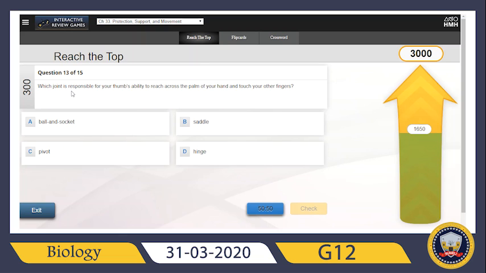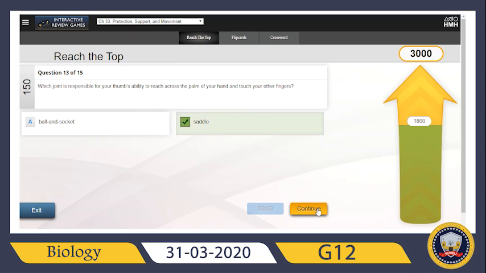Which joint is responsible for your thumb's ability to reach across the palm of your hand and touch your other fingers? Ball and socket, saddle, pivot, hinge. Okay, let's drop two answers. Is it ball and socket or saddle? It's saddle. Right.